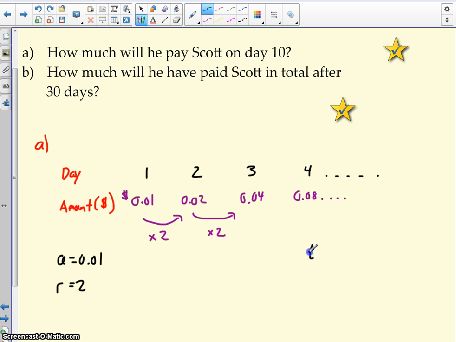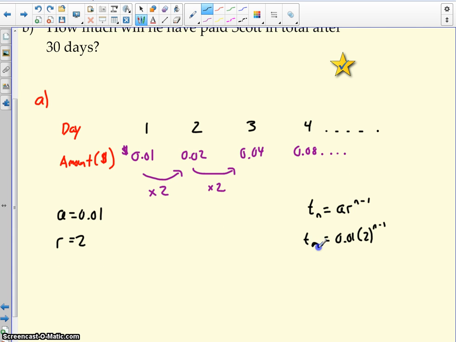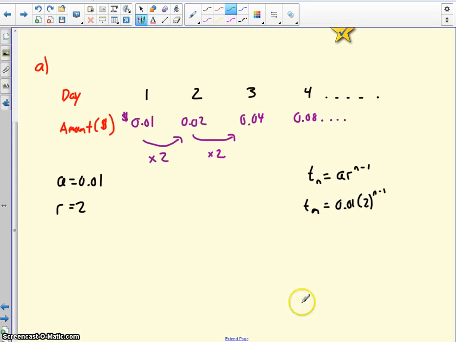So to find the 10th term, I need to find a general term first. So Tn will be a times r to the n minus 1. So if I put in my a, it's 0.01, my r is 2. So very quickly I get my general term there. So to find out how much I have to pay him on day 10, I'm going to put in n equals 10. So the 10th term of this sequence is going to be 0.01 times 2 to the 10 minus 1. So that simplifies to 2 to the exponent 9.